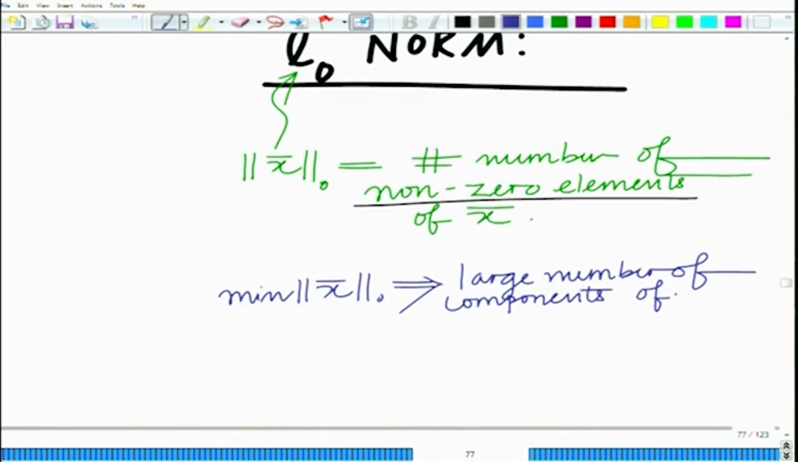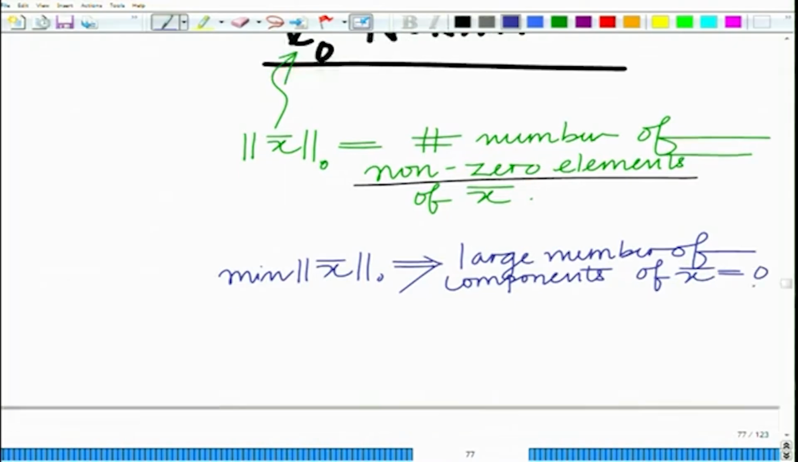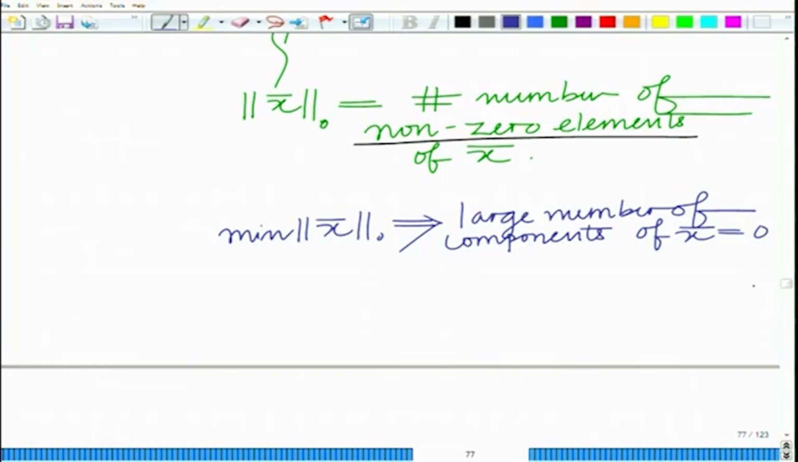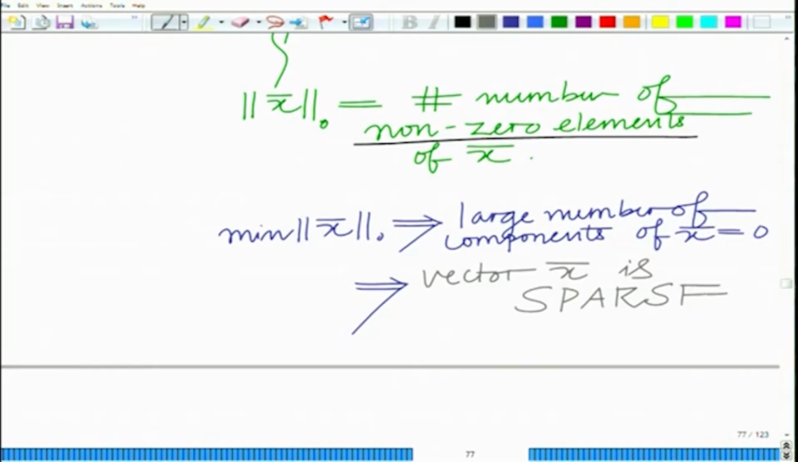So, you will get a vector x bar typically in which a large number of its components are 0, because the L0 norm is the number of non-zero elements. Such a vector x bar, which has only a few non-zero elements, is termed, it has a very interesting name, a sparse vector.